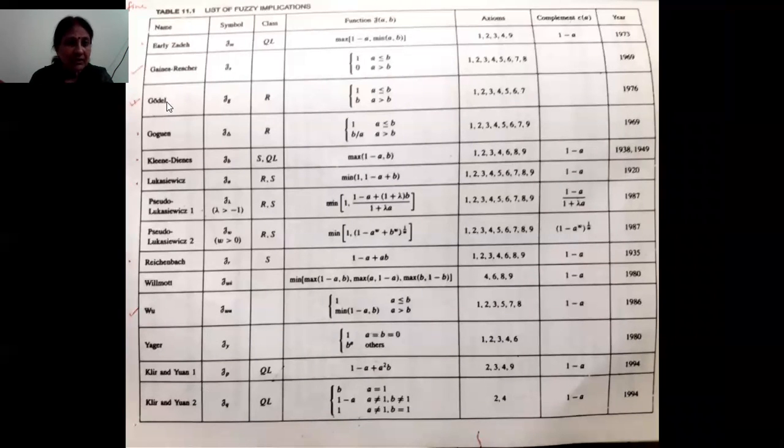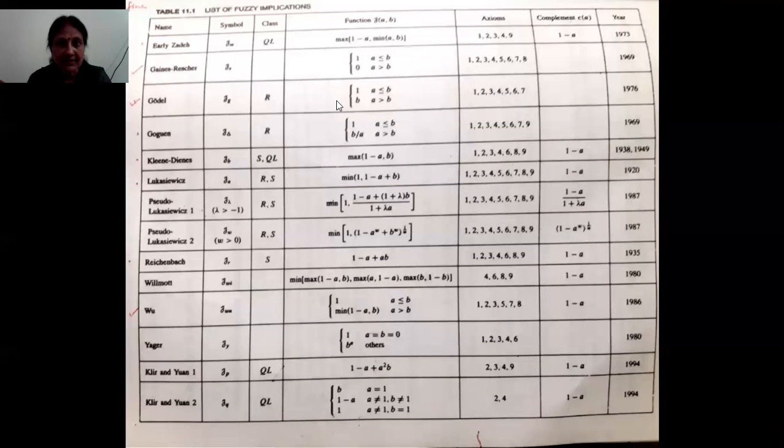So in our next theorem, we must learn Gödel, Goguen, and Wu implication. This Gödel is an R implication, Goguen is an R implication, and for this Wu, the type of implication is not mentioned here, but it is defined. So first we will see what is Gödel implication.